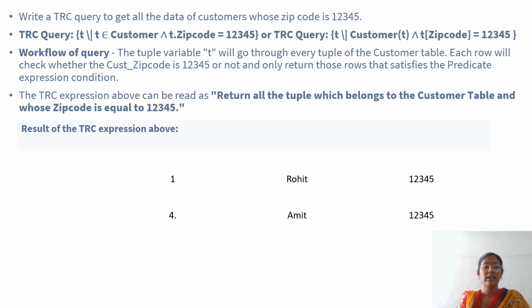Each row will be checked whether the customer zip code is 12345 or not, and only those rows that satisfy the predicate expression condition are returned. The TRC expression above can be read as: return all the tuples which belong to the customer table and whose zip code is equal to 12345. And here is the result of the TRC expression written above.